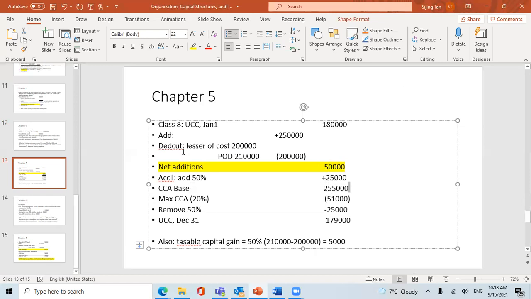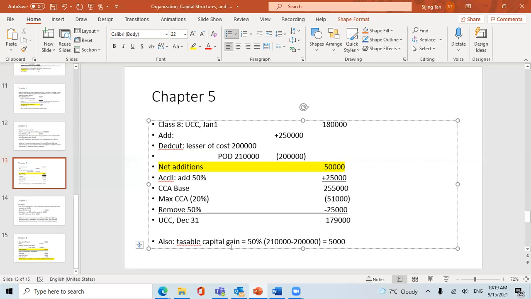Then our Class 8 is 20%. So we times 20%, that $51,000 will be our max CCA deduction. Then in order to close for this year, we remove the accelerated investment incentive 50%, $25,000, remove this total amount out. Then it leaves our UCC on December 31st as $179,000.